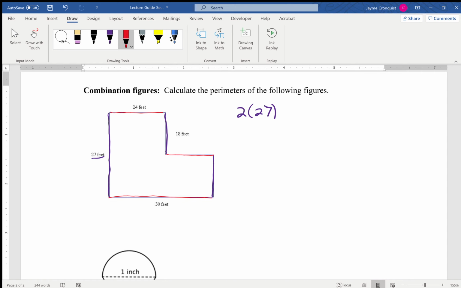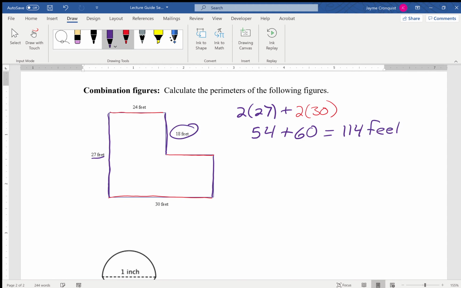So, therefore, I would have 2 30s. All right, so we just have to add those up. 2 27s is going to be 54. 2 30s is 60. So we have 114. Notice they're feet. Feet.